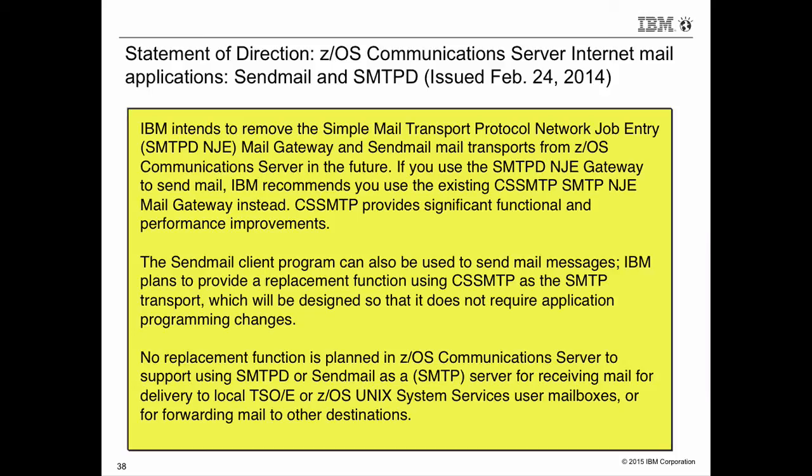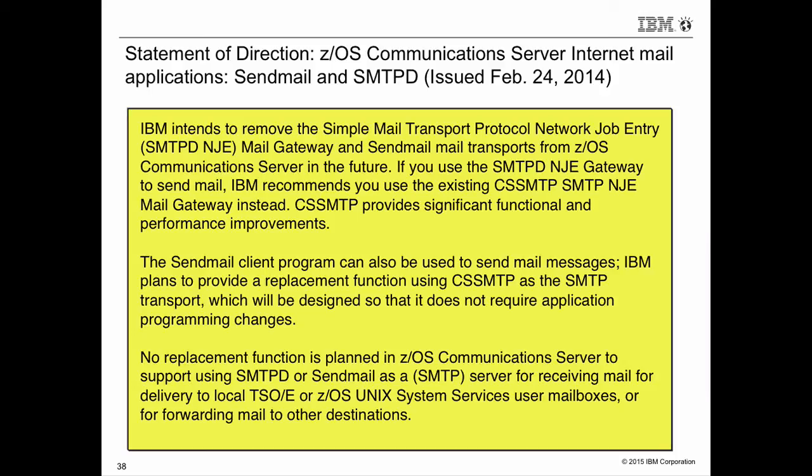What this SOD issued about a year ago said was that in the future, there's no specified time frame here, but it says in the future we wanted to remove the SMTP daemon as well as Sendmail and converge our mail strategy entirely on CS SMTP. And there are some limitations pointed out on that in this SOD, especially at the bottom where it talks about there's no real replacement function there for the server capability of those two daemons, but you'll still be able to get the basic sending capability that so many of you use now from batch jobs and so forth.